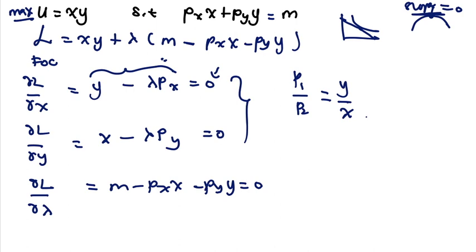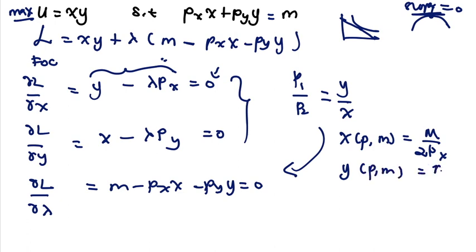Okay, so from here, when you solve it, substitute it into the budget constraint here, then you can get this. Okay, so you have the Marshallian demand function for x, which is a function of price and also income. That is m over 2px. And then you have the Marshallian demand function for good y, which is m over 2py.